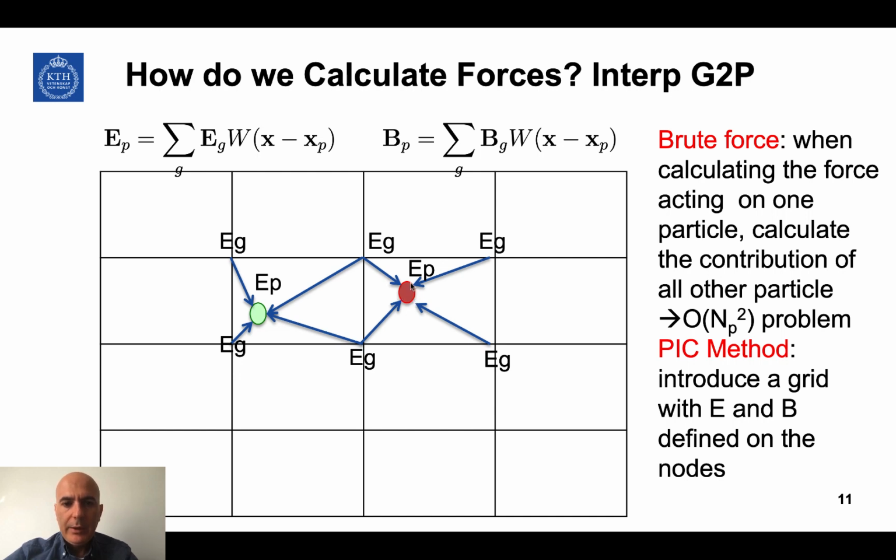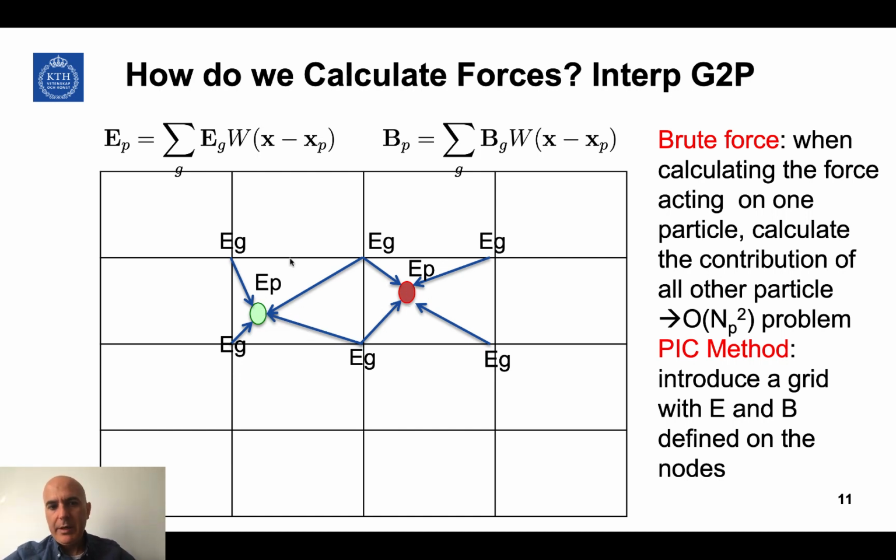If, for instance, we want to calculate the electric field acting on this particle that is in red here, first we check where the particle is. Then we take all the values of the electric field defined on the nodes. We weight these electric field values on the nodes by their distance, so if the distance is close, we give more weight. For instance, we can use a linear weight. Then we sum up all the different weights to the particle, so we make a weighted average.